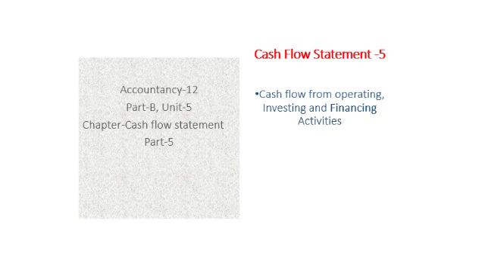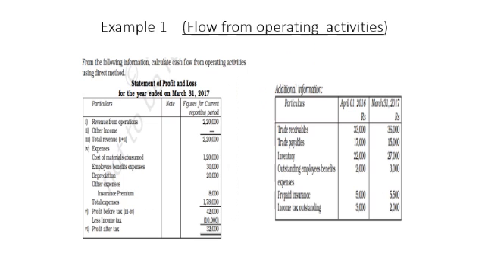How will you derive cash flow from the operating, investing and financing activities? You may see here is one example, and you have to derive the cash flow from the operating activities. The statement of profit and loss is given, and additional information is given. In the additional information, all the current items related to current assets and current liabilities are given.